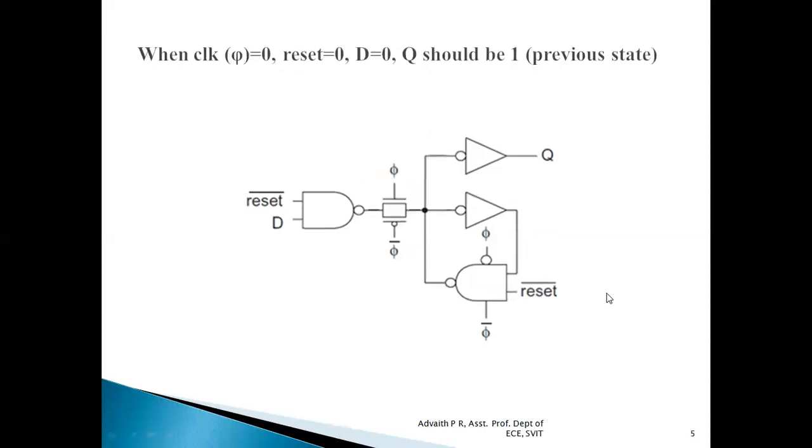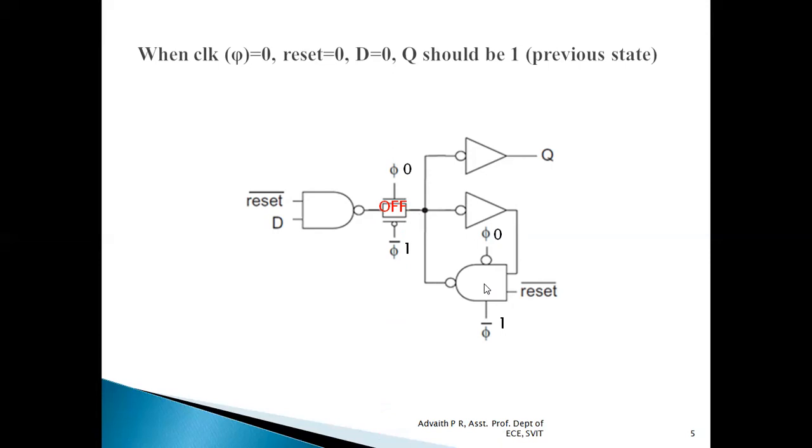Let us see the second case according to the truth table. When clock is 0 and reset is 0, even if D input is 0, Q output should be 1 because the previous state will be reflected. Let us see that. When clock is 0, clock bar is 1. 0 is given as the gate input of this NMOS transistor, and 1 is given as the gate input of this PMOS transistor. So this transmission gate is completely off. It acts as an open switch. There is no connection between this end of the transmission gate and that end of the transmission gate.